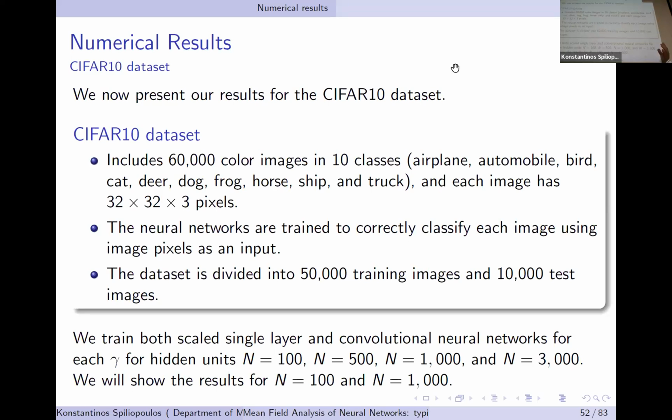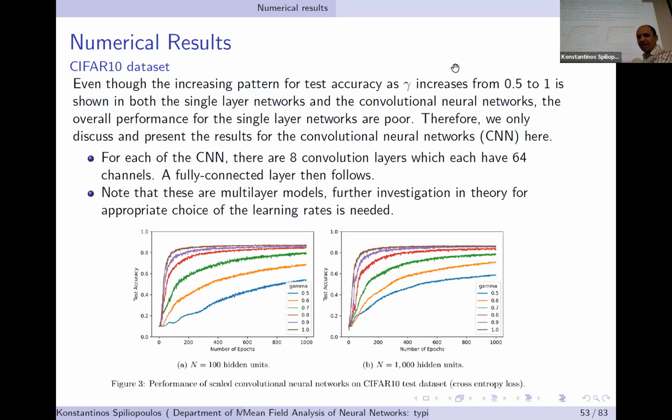We scaled the layers with 1/n to the gamma for different ends. There were 8 convolutional layers, each one 64 channels, and a fully connected layer in the end. So these things are probably not that important. The point is that this was a genuine convolutional neural network, so not a feed-forward neural network.